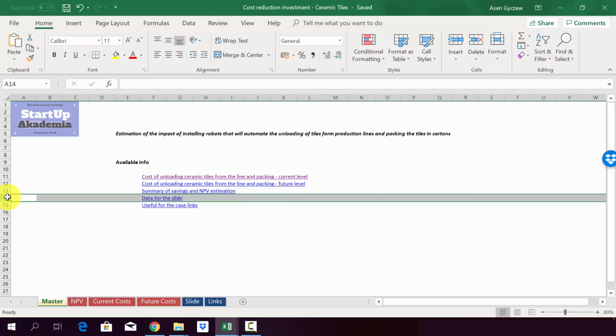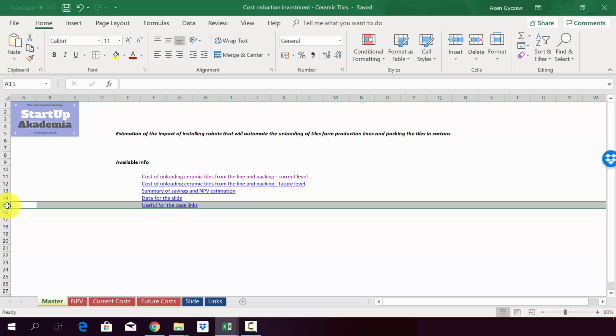Finally, there are two interesting sheets. The first one is the data prepared for the slides. This is something I always do in order to be able to change the data fast. And finally, there's a list of useful links related to that case that you can have a look at. Now, we'll start with the current costs.